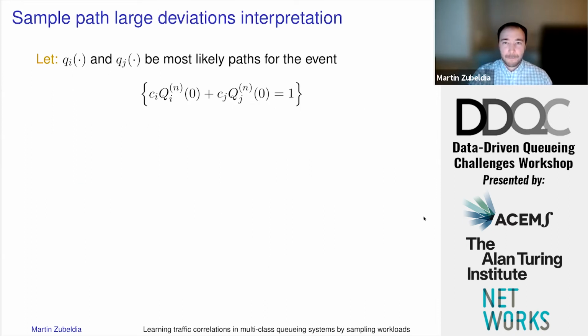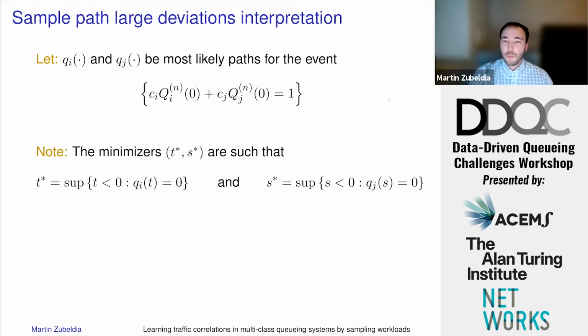Now, if we think about the large deviation approximation as a sample path case, so thinking about what's the most likely path for a certain event, you can think about this as follows. Suppose that you have Qi and Qj be the most likely paths such that some positive linear combination of the Qs is equal to 1.